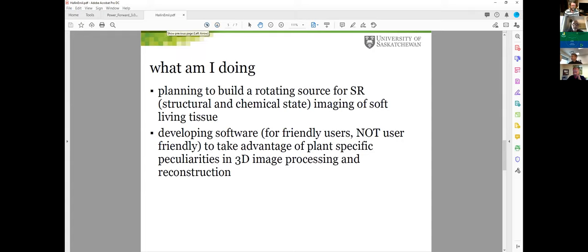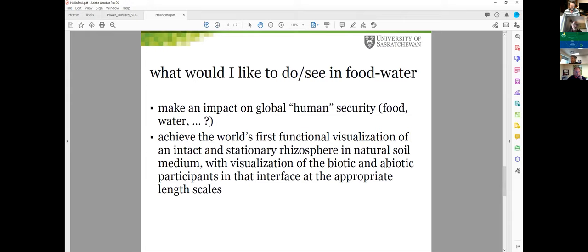What I'm planning to do is build a rotating source for synchrotron radiation for both structural and chemical state imaging of soft living tissue. And I'm developing software for friendly users, not user-friendly, I can't do that, to take advantage of plant-specific peculiarities, like the way roots grow and the way shoots grow, in 3D image processing and reconstruction. So we can predict where roots are going to grow and then find them.